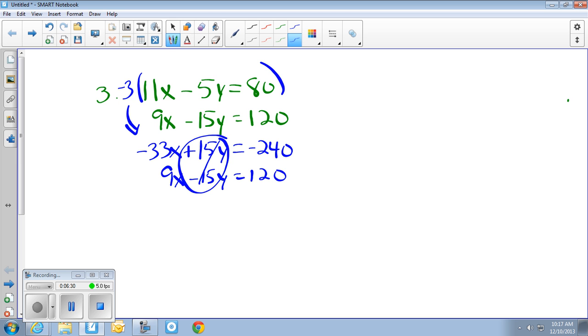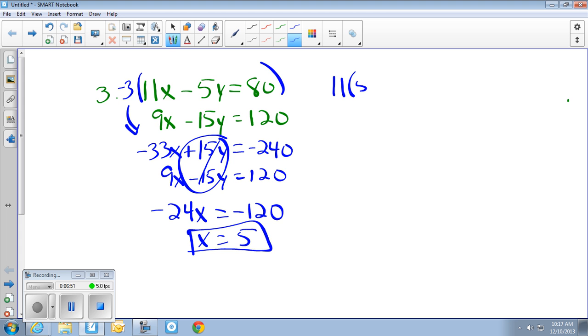So that leaves me with a negative 24x on the left and a negative 120 on the right. And that gives me x is equal to 5. So negative 24 times 5 is a negative 120. All right, so now that I have my x, I can go back to my original and plug in for x. So 11 times 5 minus 5y is equal to 80. That's 55 minus 5y is equal to 80.